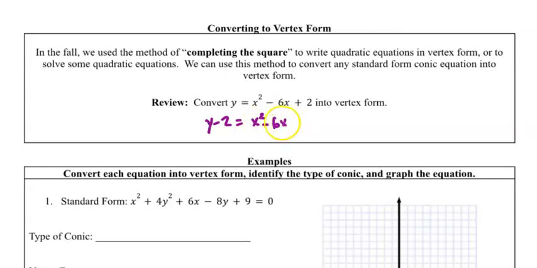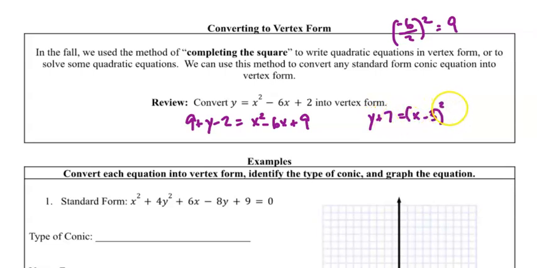And to complete the square, I need to take this negative 6 value, divide it by 2, and square it. That's going to give me 9. I'm going to have to add 9 to both sides, though, to maintain equality. So I end up with an equation that says y plus 7 equals x minus 3 squared. And if I put parentheses around this, and I have a 1 here, this is really in x squared equals 4py form, and I could go ahead and graph it.